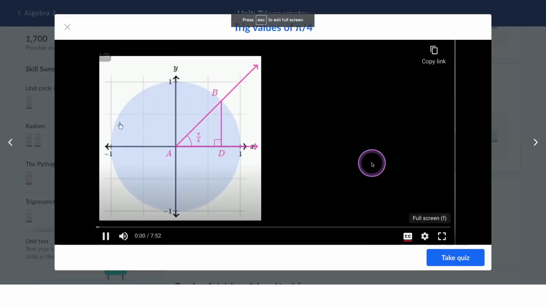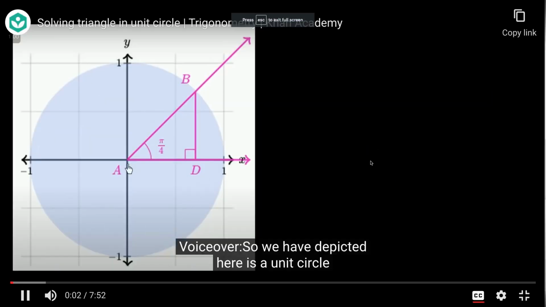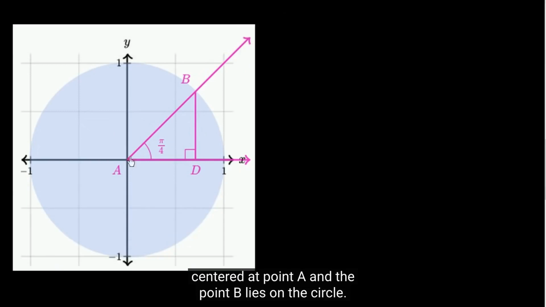So what we have depicted here is a unit circle centered at point A, and the point B lies on the circle, and then we dropped a perpendicular from point B to point D. Point D lies on the positive x-axis, and they form this triangle ABD. And they tell us that angle BAD has a measure of pi over 4 radians.